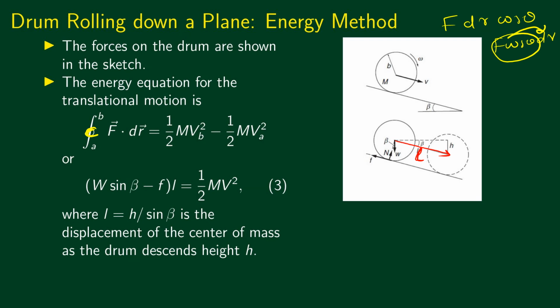Okay, so from this figure we can directly take only the component of force in the direction of the displacement. The perpendicular component will disappear. So just by looking at this we see that the component of force in the direction of displacement is W sine beta minus f. It's easy to see this.